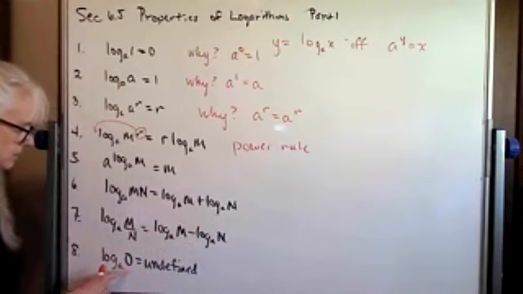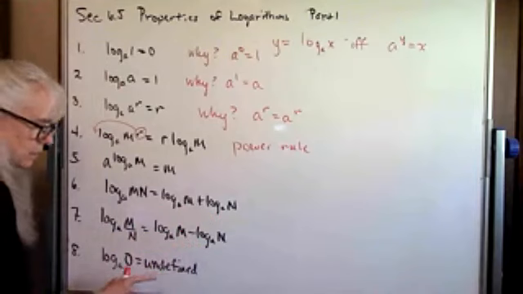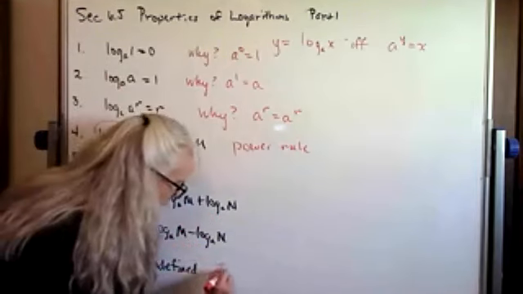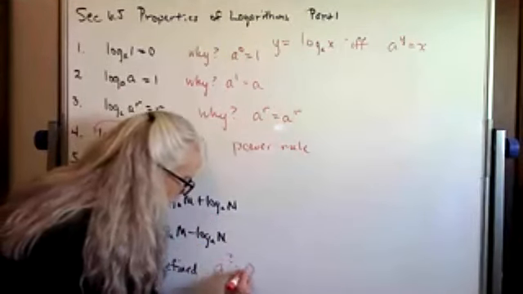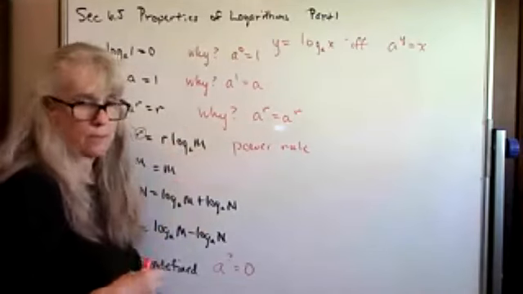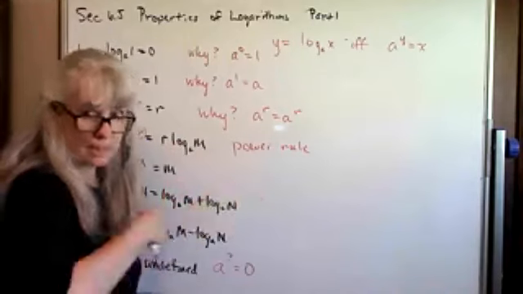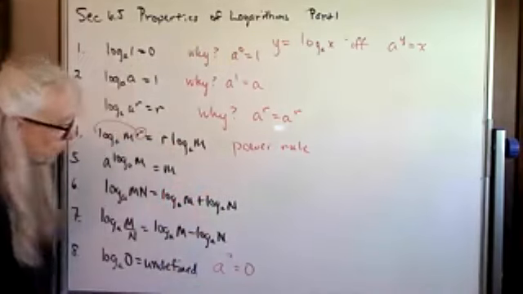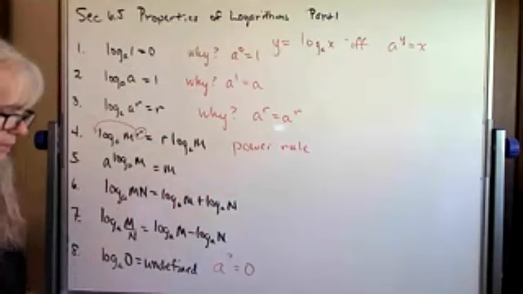Log base a of 0 is undefined, because how can I take a, raise it to a power, and end up at 0? I can't. We saw when we were dealing with the exponentials, it didn't matter what we were plugging in for those exponents, we never got down to that y-axis. So, okay, those are our properties. We're going to use them.